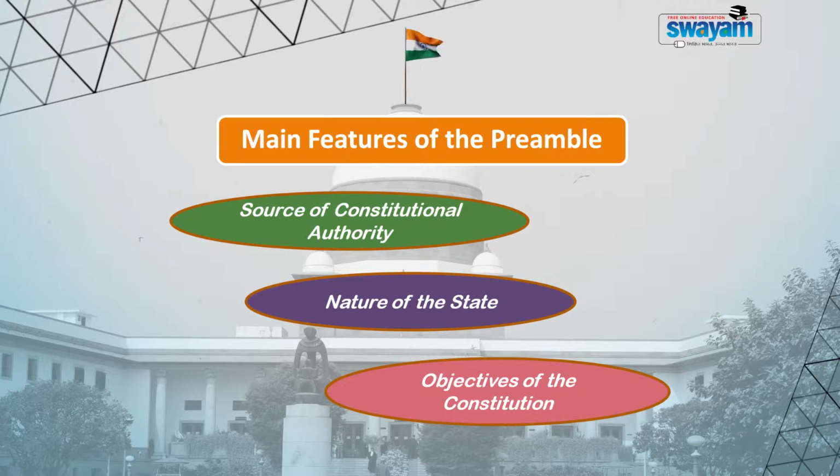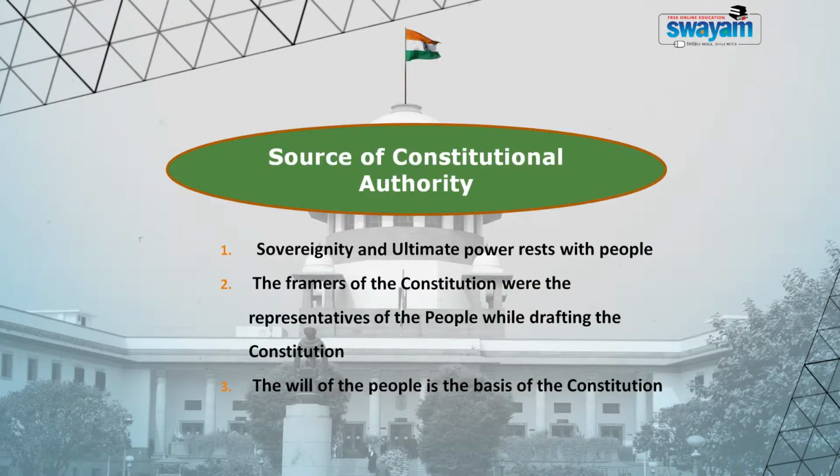Certain features of the preamble that are important for this study are the source of constitutional authority, the nature of the state, and the objectives of the constitution, which are enshrined in the preamble itself. Source of constitutional authority means, first, that sovereignty and ultimate power rests with the people.